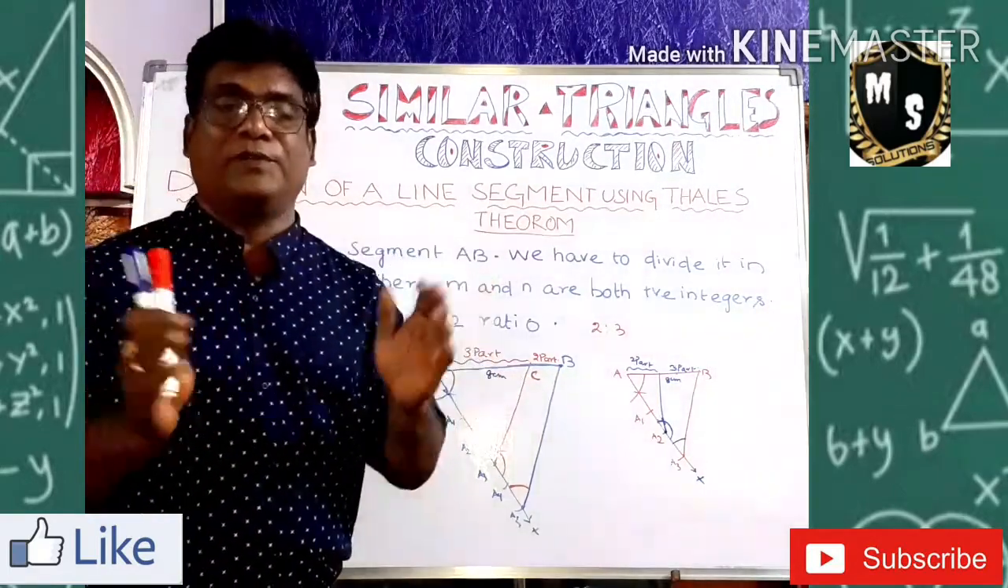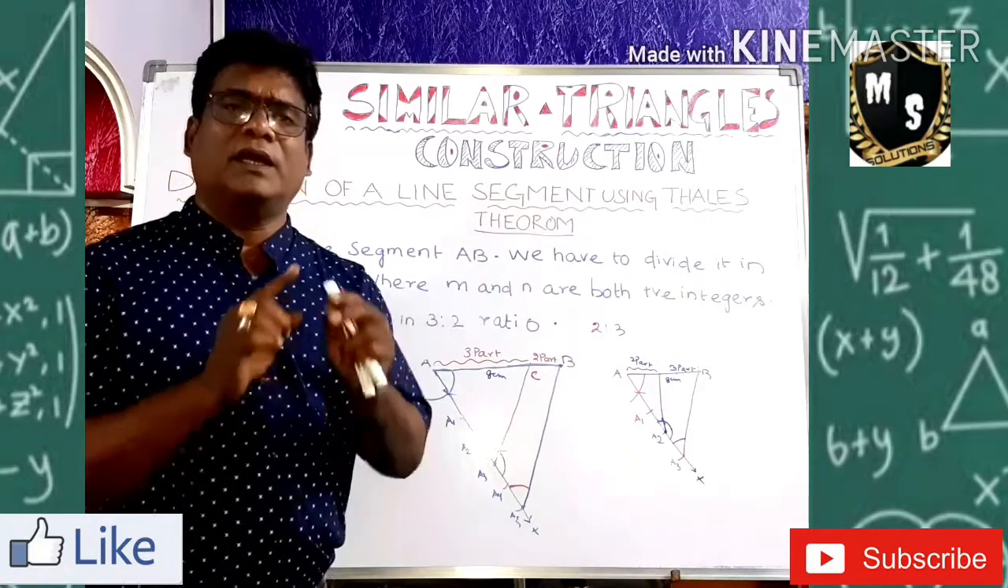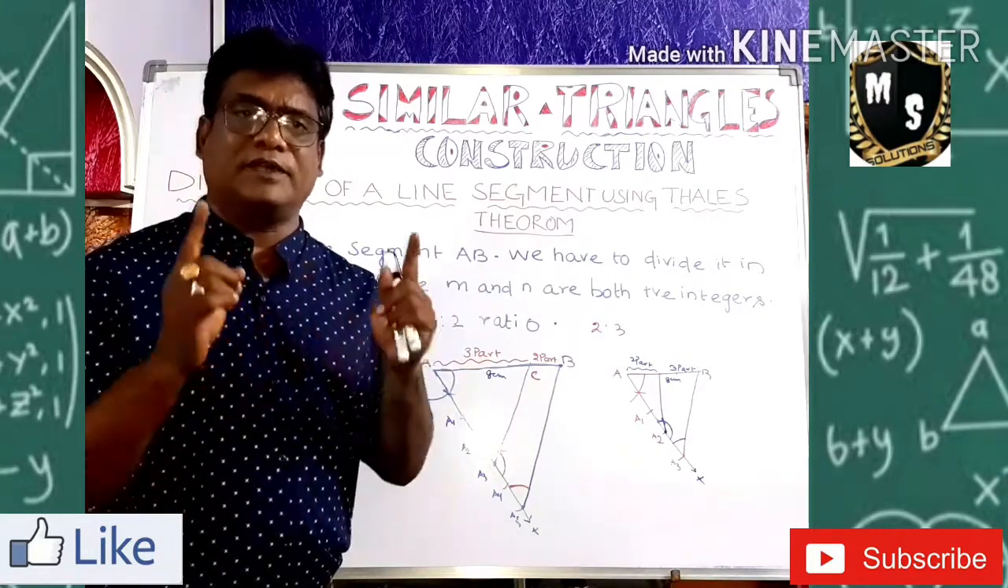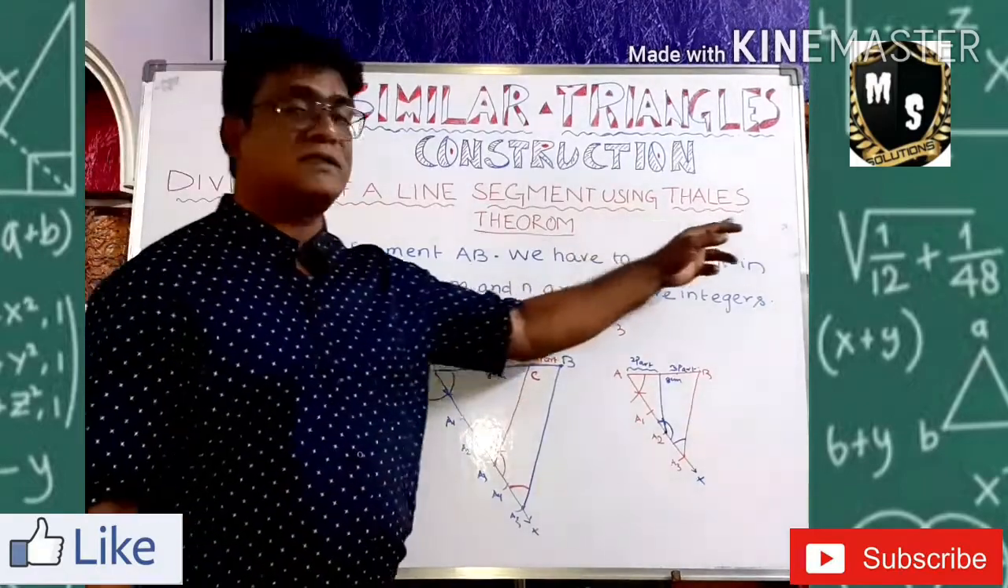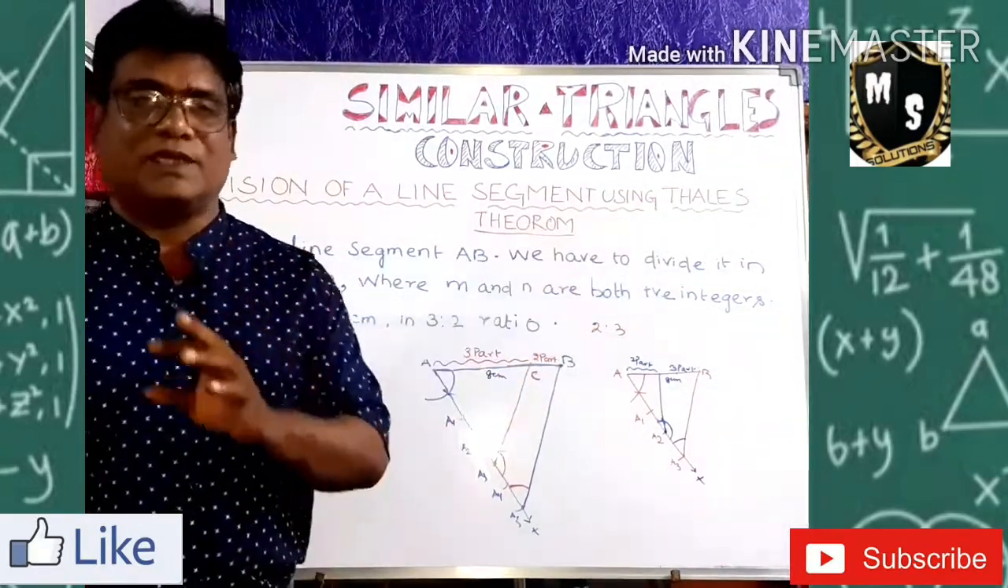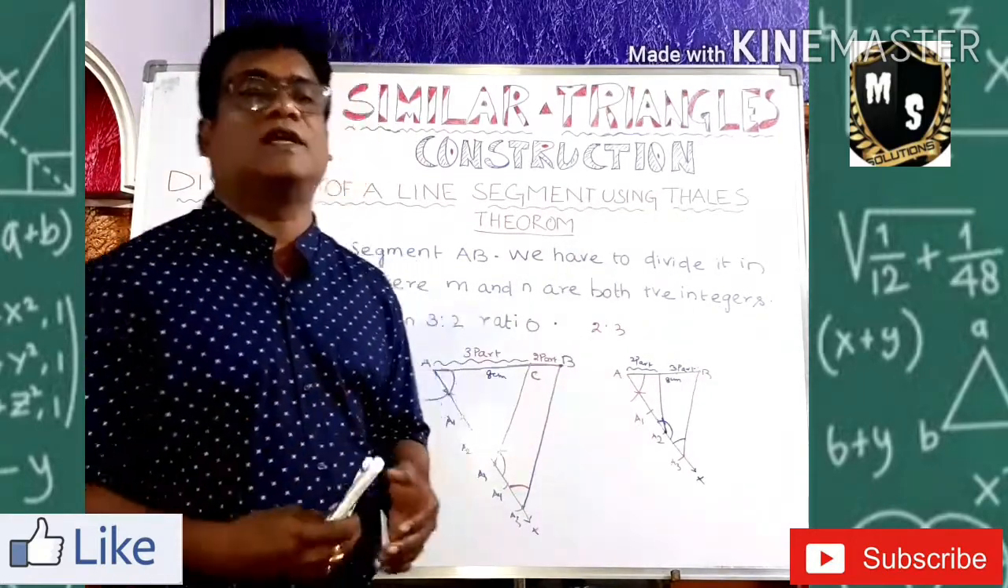A line segment will be given to you, maybe of 8 cm, maybe 7 cm, 6 cm, whatever it may be. You have to divide it by using the Thales theorem, the basic proportionality theorem, BPT. How to do it? I am just explaining you now.